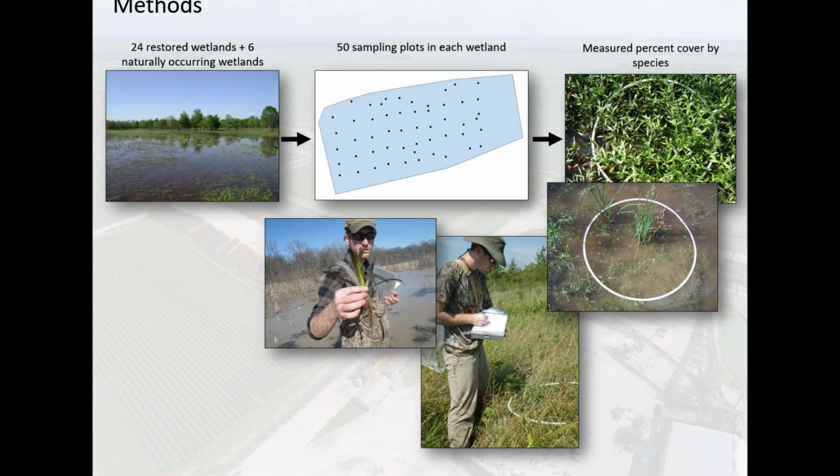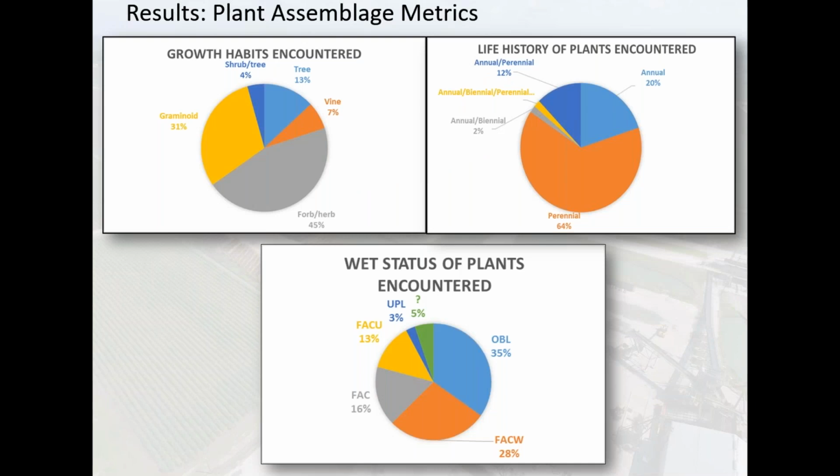And we attempted to systematically sample a subset of each wetland by placing 50 circular sampling plots in a grid of transects across the wetland and measured percent cover by species. Following this over our two growing seasons, we observed over 300 different species of plants.